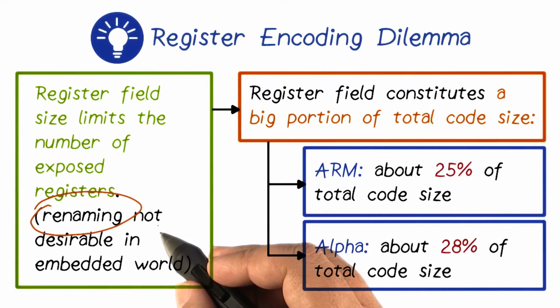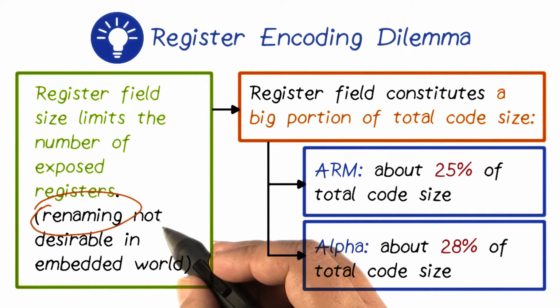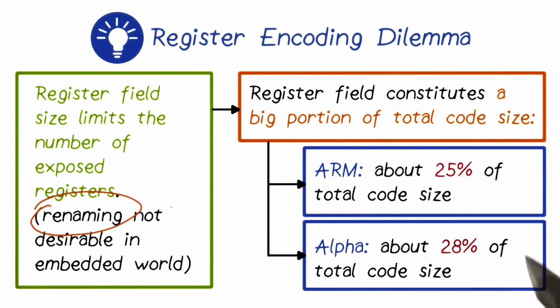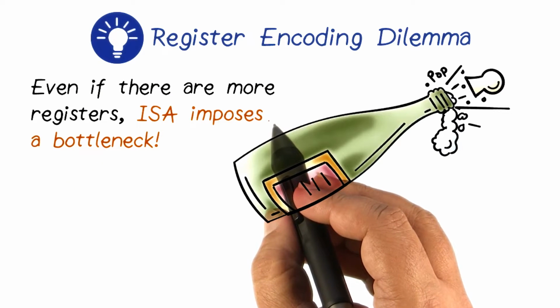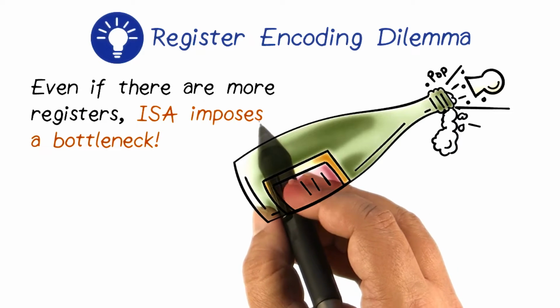Well, in such cases, you have to rely on renaming. And renaming is the act of mapping an exposed register to an architected register. It costs power, it costs hardware, and it is complex in terms of dependencies and so on. Therefore, it is not desirable in the embedded world because the processor has to be simple. So in other words, in the embedded world, the exposed registers are pretty much equal to the physical registers that are available. And so in the embedded world, typically the ISA imposes a bottleneck because of the width of operand fields.